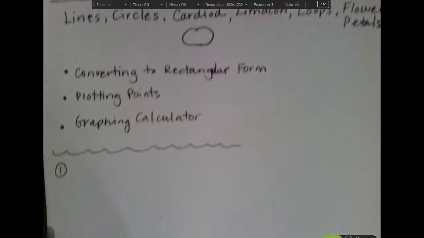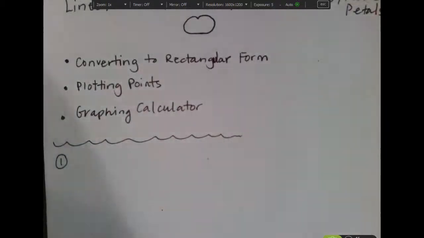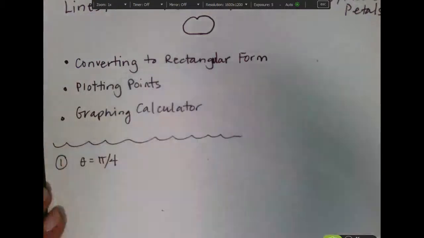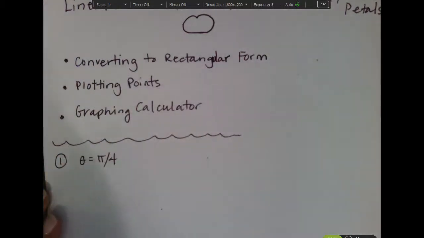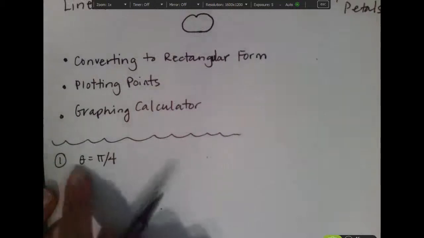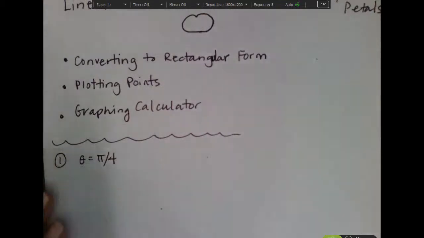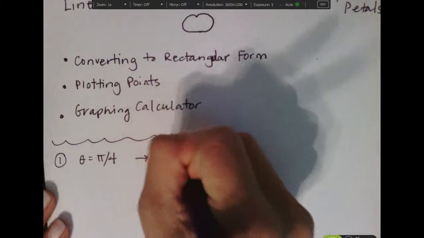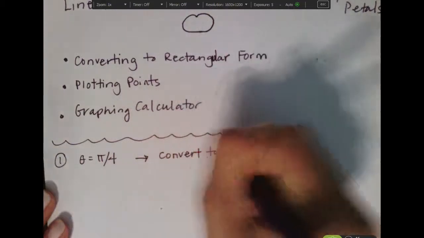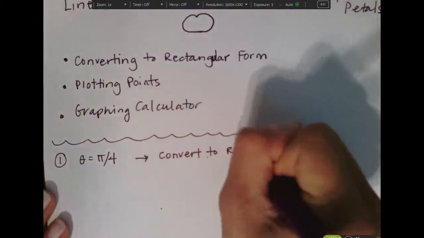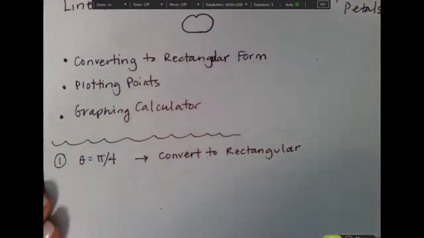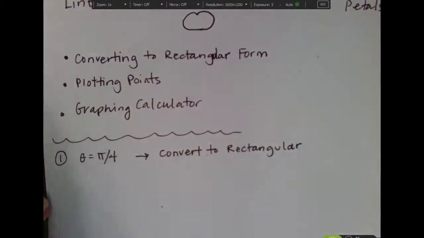So my first example is going to be the equation theta equals pi over 4. And I know that this is a polar equation because it has a theta in it versus an x or a y. So what I want to do here is convert it to rectangular form so that it does have x's and y's in it, and then I can graph it on the rectangular grid.